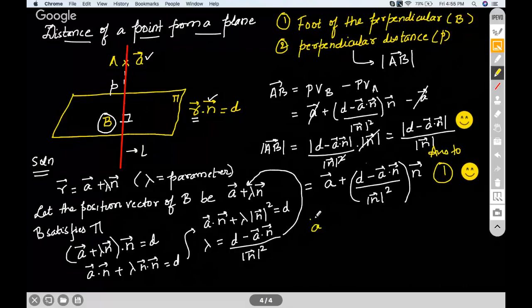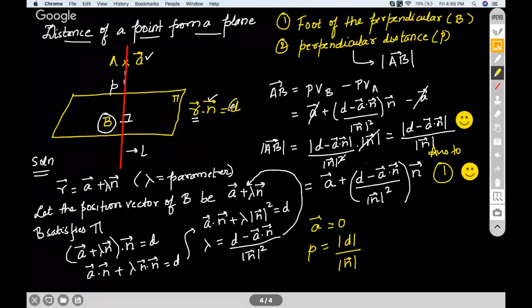Now, a couple of things here. If A becomes origin, you can see that your distance becomes mod D by mod n. This is something which we had already discussed last class. So it is very much in line with whatever we discussed when we were doing the normal form of the equation of a plane.